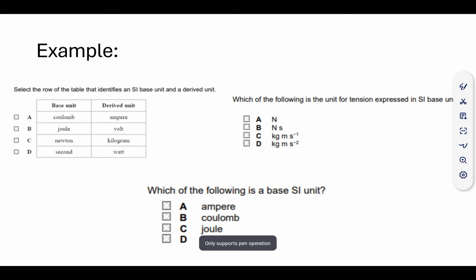So the first question is, select a row of the table that identifies an SI base unit and a derived unit. So the first column is for the SI base units, and the second column is a derived unit. So for A, we have coulomb, which is for the SI base unit. So if we go back to the slides, we can see that coulomb is a derived unit and not a base unit. So we know A is wrong.